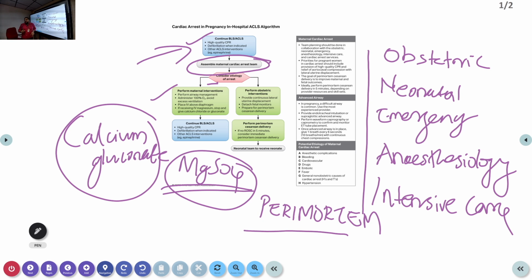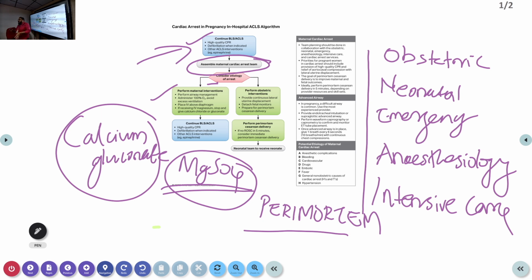So what is perimortem cesarean delivery? If you are doing a perimortem cesarean at the bedside when the patient is having a cardiac arrest, that is basically a perimortem cardiac arrest. So when will you do perimortem cesarean section? Perform perimortem cesarean delivery in 5 minutes, depending upon the provider resource and skill sets.